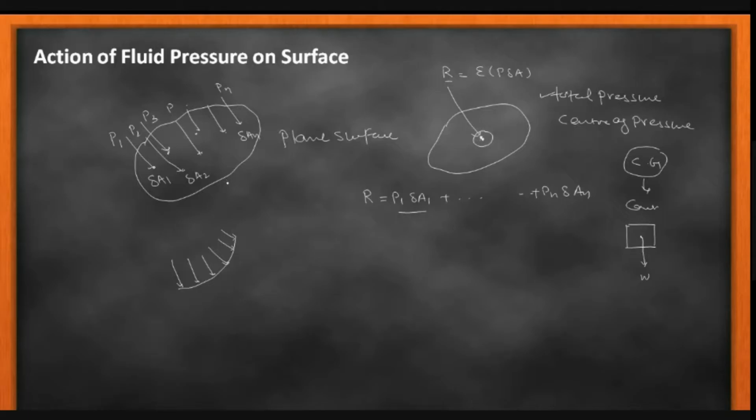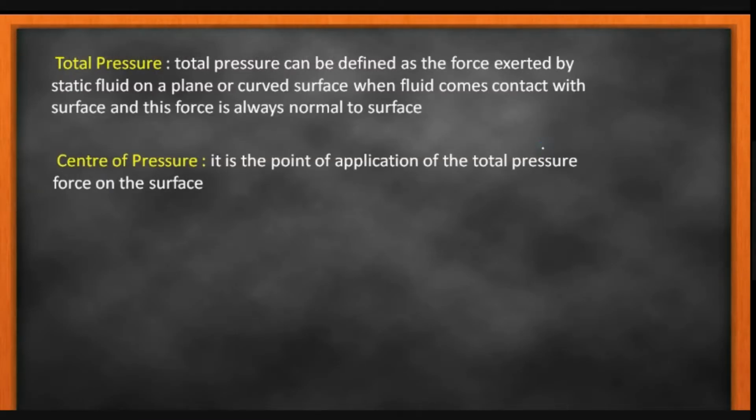For the plane surface we can do this process very easily, but for the curved surfaces we cannot do this process easily. So for that we have to develop these two terminologies, and now we are going to discuss the two different terminologies. First is the total pressure. Total pressure can be defined as the force exerted by the static fluid on a plane or curved surface when the fluid comes in contact with the surface, and this force is always normal to the surface. This is very important, it is normal to the surface.